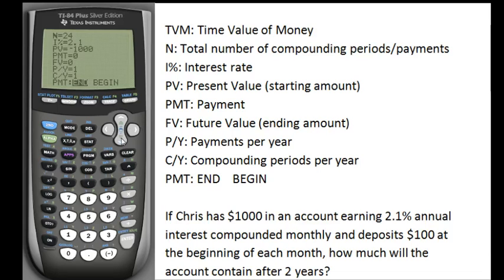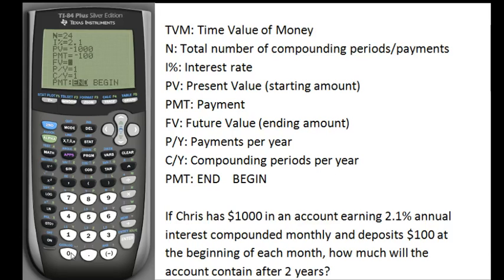The payment that Chris is making is $100 at the beginning of each month. So our payment is also an investment, so it will also be negative. Payments and present values are very similar in that they can both be investments. A present value is going to be a one-time deposit, whereas a payment needs to be something that occurs regularly.